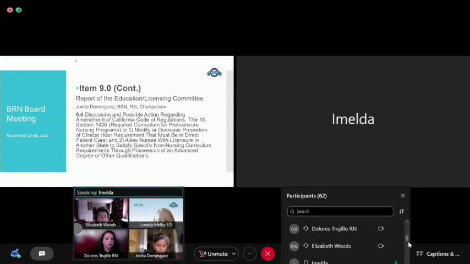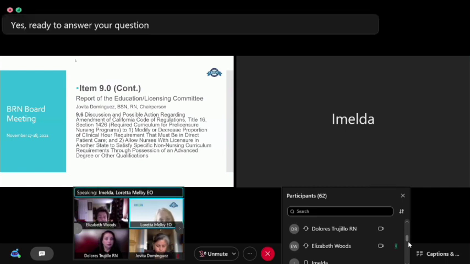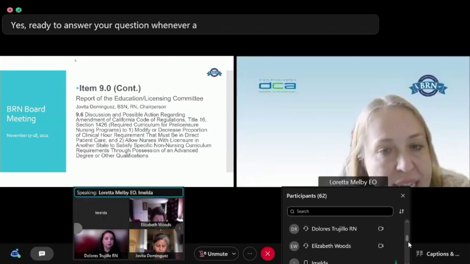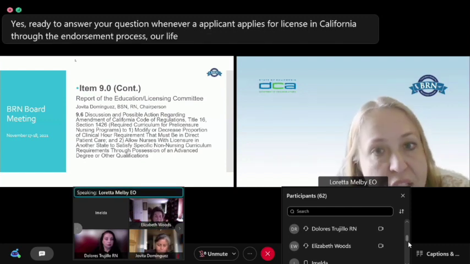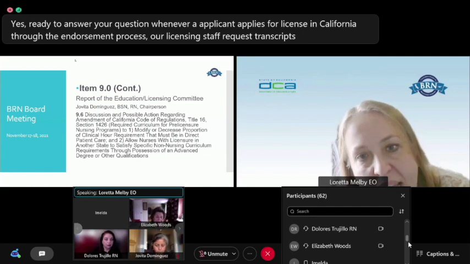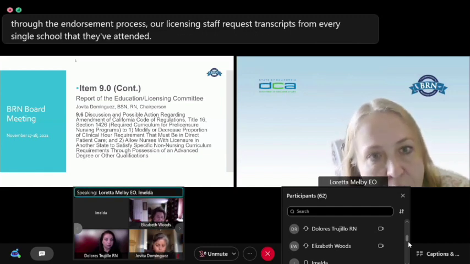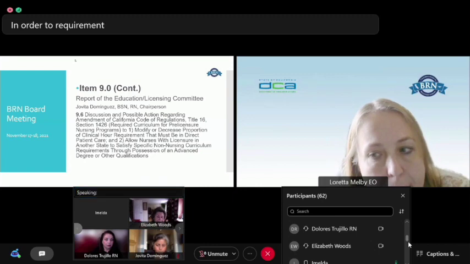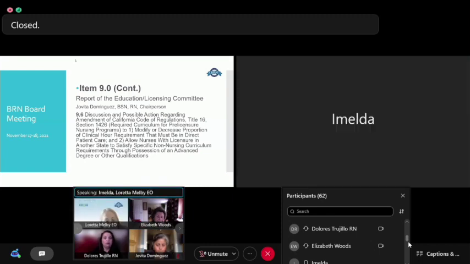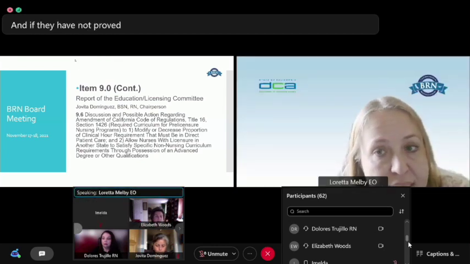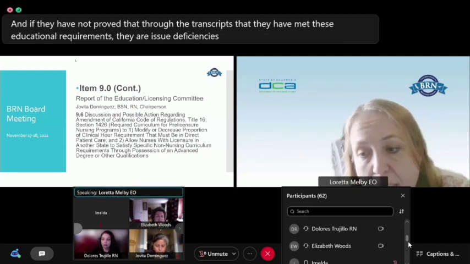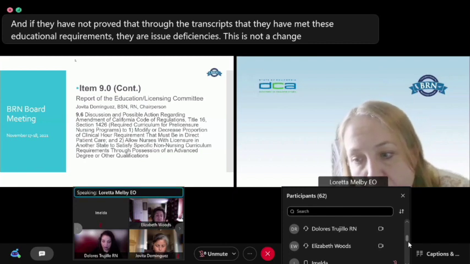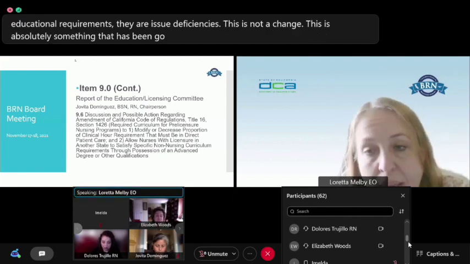Yes, Betty, to answer your question, whenever an applicant applies for license in California through the endorsement process, our licensing staff request transcripts from every single school that they've attended in order to meet these education requirements. And if they have not proved through their transcripts that they have met these educational requirements, they are issued deficiencies. This is not a change. This is absolutely something that has been going on for many, many years.